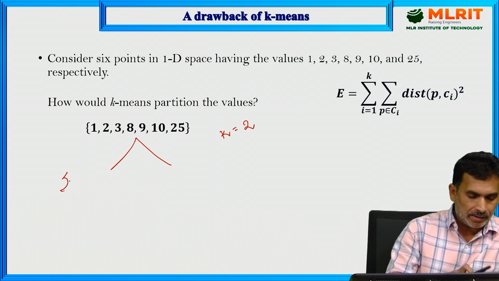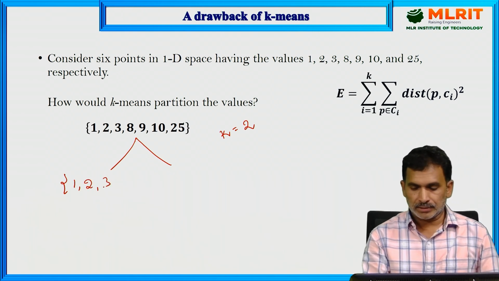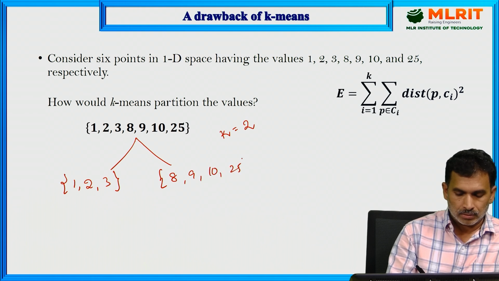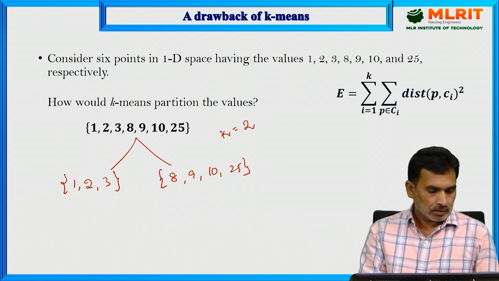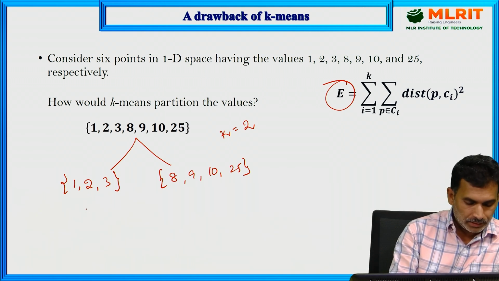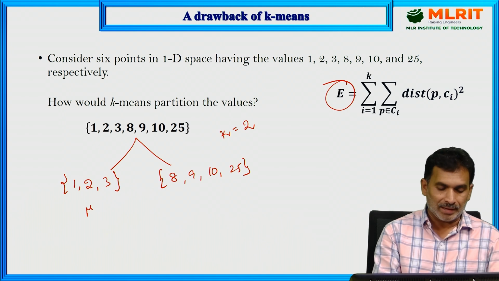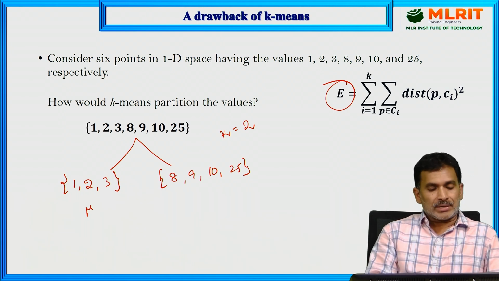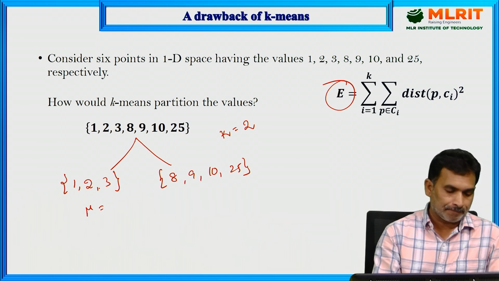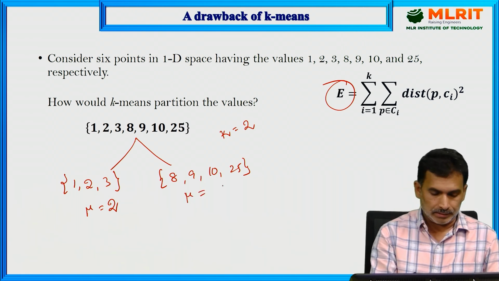One partition is going to have the data points 1, 2, 3, and another partition is going to have the data points 8, 9, 10, 25. Now we calculate the error value using this equation. Because K-means mainly depends on the mean value, the objects in this partitioning approach are selected based on the mean values. Here mu of the first cluster is 1 plus 2 plus 3, that is 6, divided by 3, which equals 2, and in the second case mu equals 13.